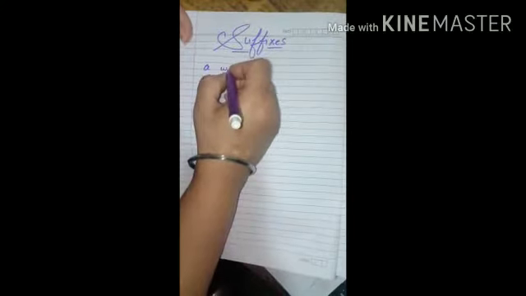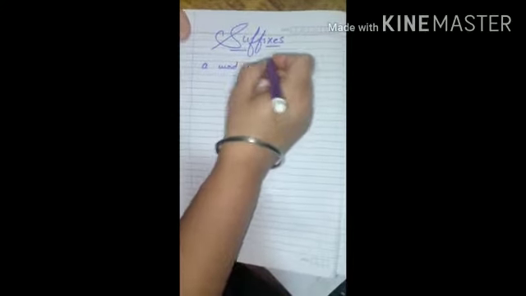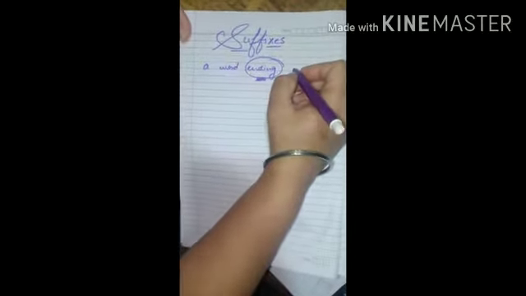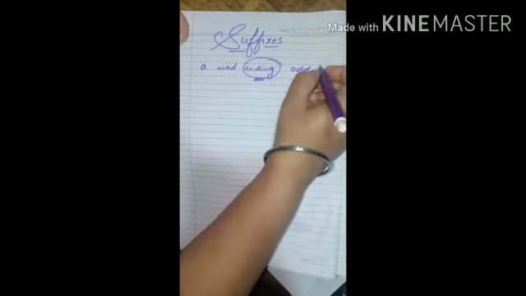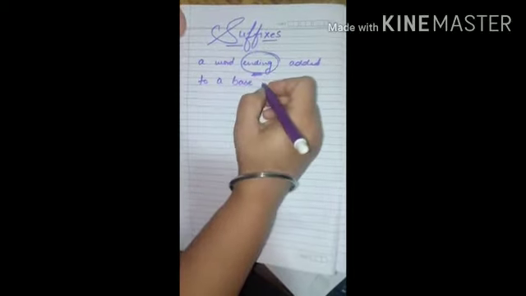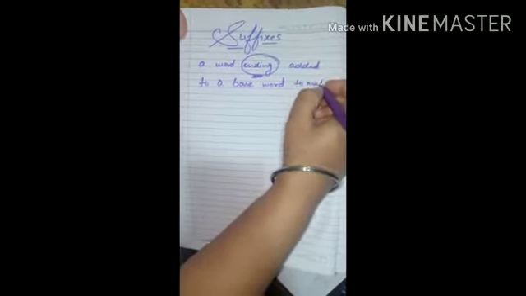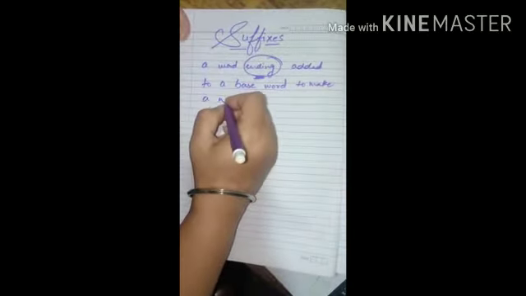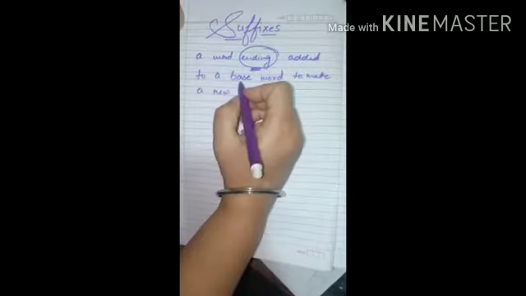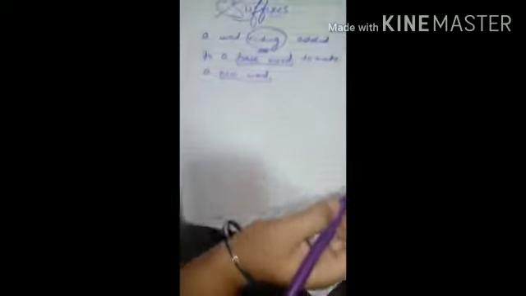Suffixes are a word, or words, usually added at the end, ending, added to a base word to make a new word. So in this we have used two different terms. One is the base word and the second is the new word. Now what are these exactly?